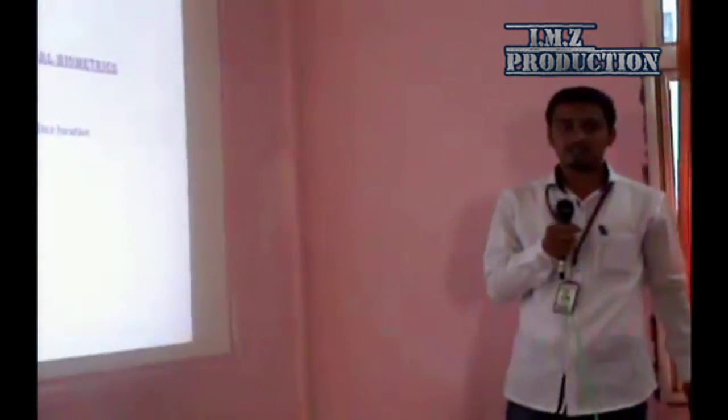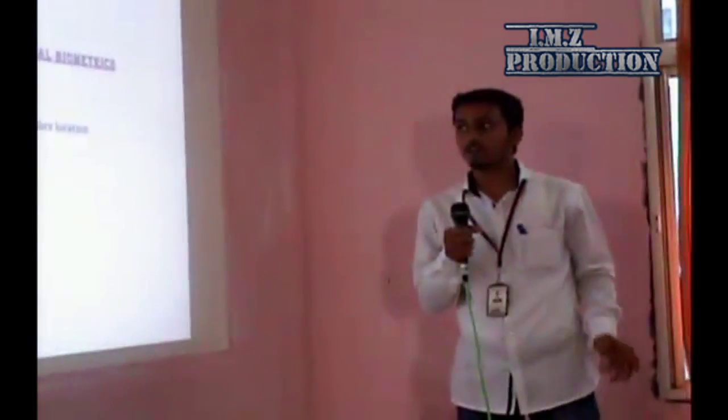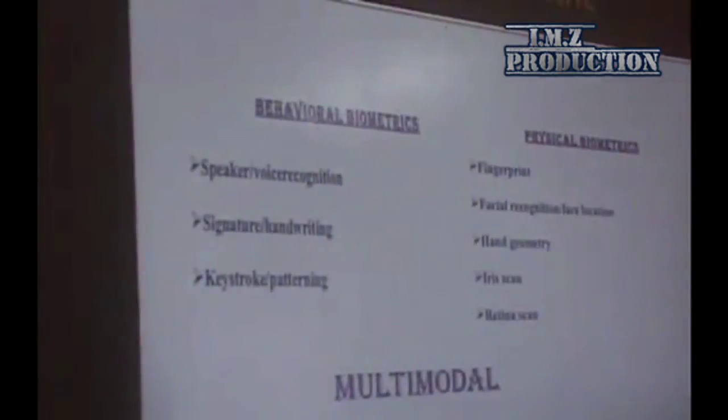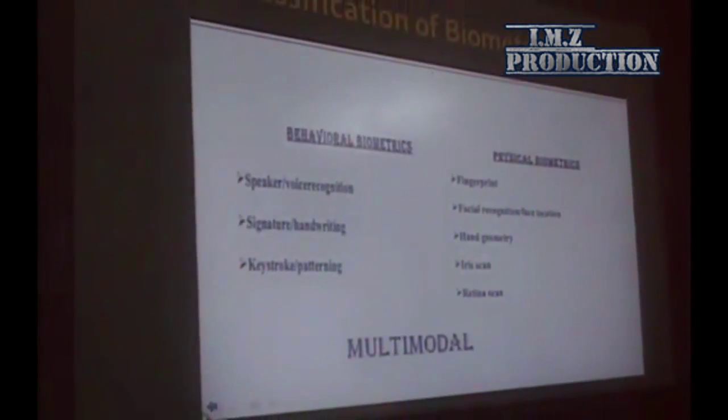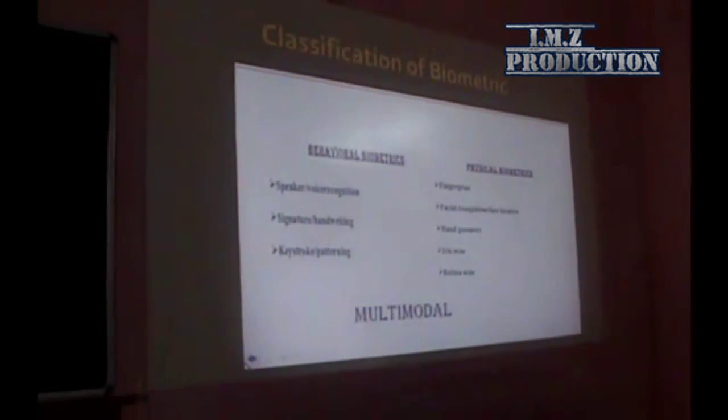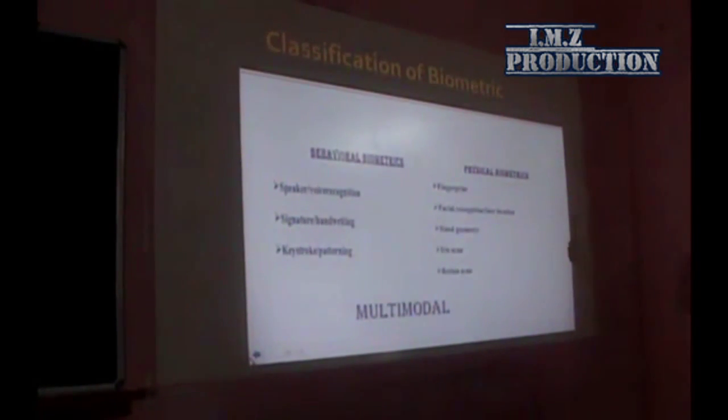Next page, please. As you know, biometrics is about security. It is classified into three types: behavior biometric, physical biometric, and multimodal biometric. What comes under behavior biometric? Behavior is not permanent, just temporary. For example, our voice, signature, handwriting, and keystroke pattern. And what comes under physical biometric? Fingerprints, facial recognition, hand geometry, iris scan, retina scan. This all comes under physical biometric.